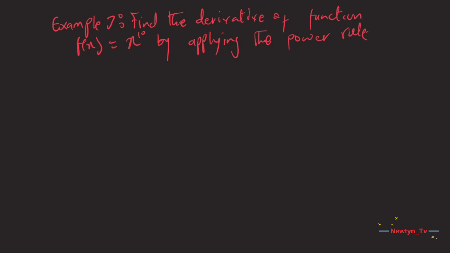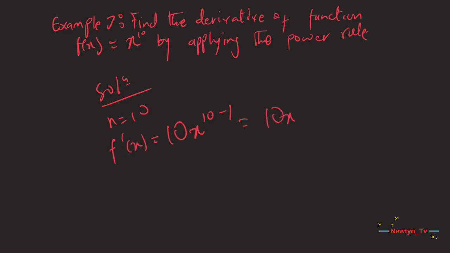So let's look at this example. We are going to find the derivative of the function f(x) = x^10 by applying the power rule. Using the power rule, n is equal to 10, so f'(x) is equal to 10 x^(10-1), which is 10x^9. That's what we did, we got 10x^9.